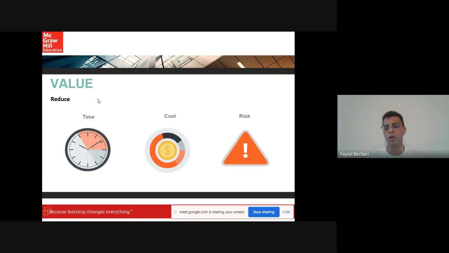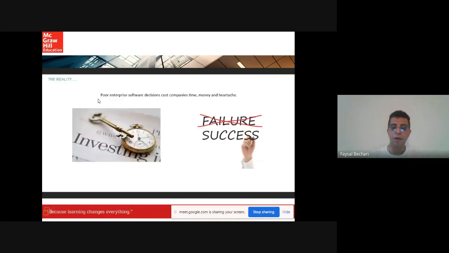And also, the other issue is that you need to mitigate risk, so you don't want to implement something that might have a heartburn or slow you down or cause more problems or different problems. So you need to have a very successful selection. Selection is very important, and a poor enterprise decision, if you select the wrong software, can cost the company time, money, and heartache.